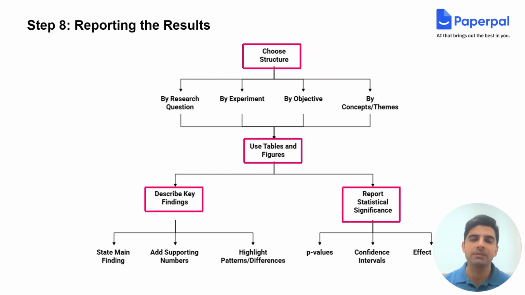Then describe the main findings. You can state the main finding, add some supporting numbers, and highlight the patterns and differences. This is very important to convey the insights or the patterns that are common in your results. And then if applicable, you can do statistical tests, and also show whether your findings are significant or not significant.